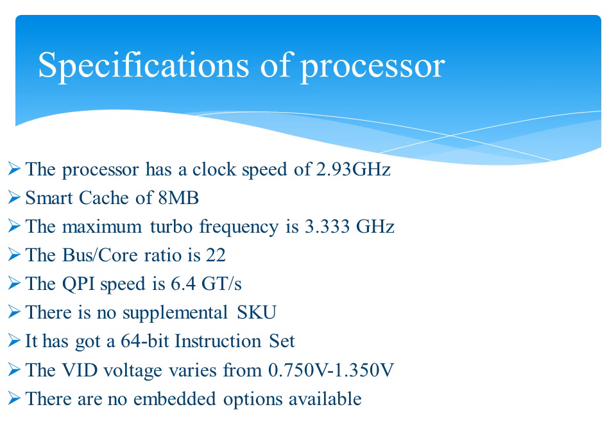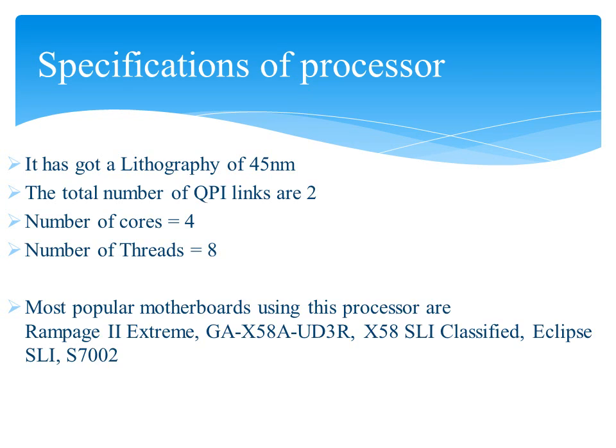Coming to the specifications of the processor. The processor has a clock speed of 2.93 GHz and an 8 MB smart cache. The maximum turbo frequency is 3.33 GHz. The bus core ratio is 22. The Quick Path Interconnect speed is 6.4 gigatransfers per second. It has a 64-bit instruction set.